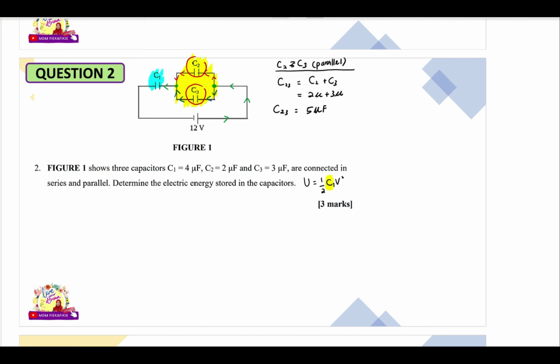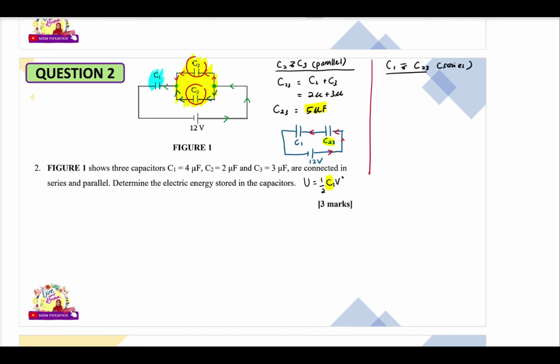Okay, and then after we combine C23, C2 dengan C3 kita combine jadi C23. So the circuit would become like this. Okay, so kalau kita lukis dia akan jadi macam inilah. So we have C1, C23, and this is the voltage, 12 volt, and this is C1, and this is C23 yang kita dah kira tadi, 5 microfarad. Okay, and then look at this group. If current flow in this direction, kita nampak tak ada junction. That means C1 dan juga C23 mereka adalah series. So if we want to calculate the total capacitance, so let's try. So C1 and C23, they are in series.